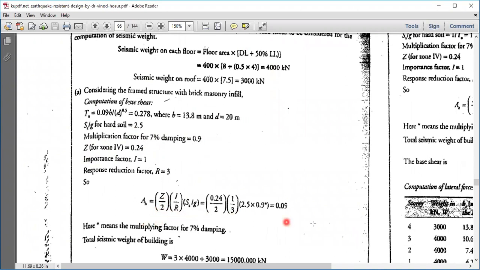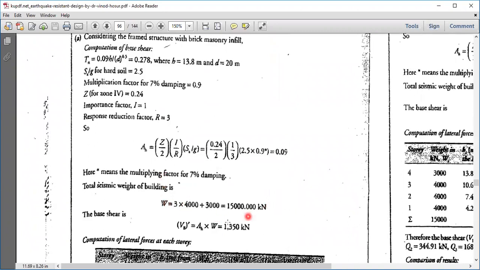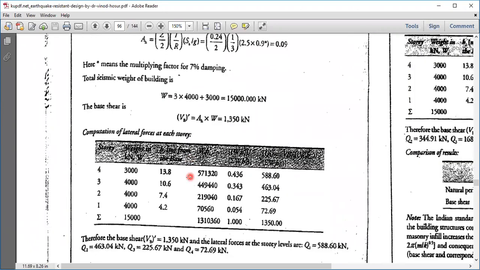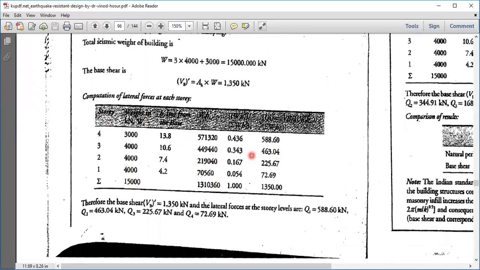ZI by 2R into Sa by g, substitute, and the total data we have calculated. Get the base shear, put up the table. This is the same as the previous example; put up the table and find the distribution at each of the levels.